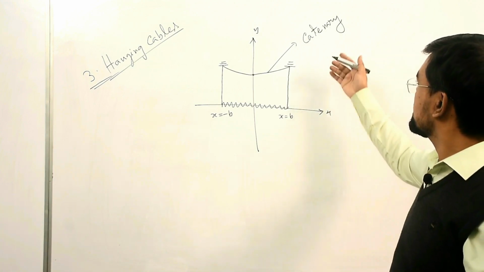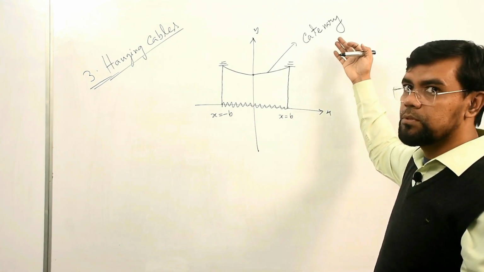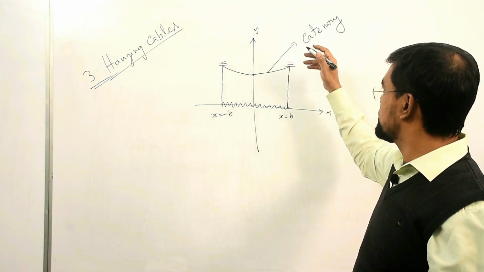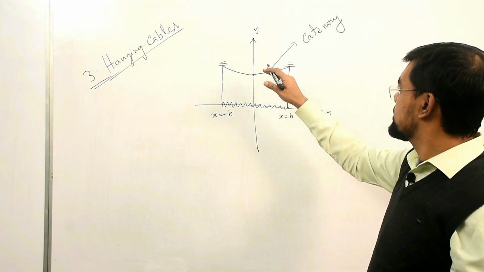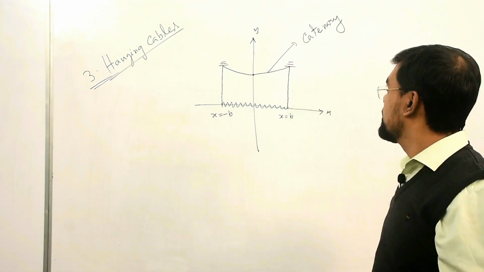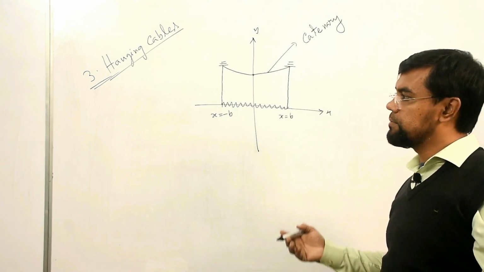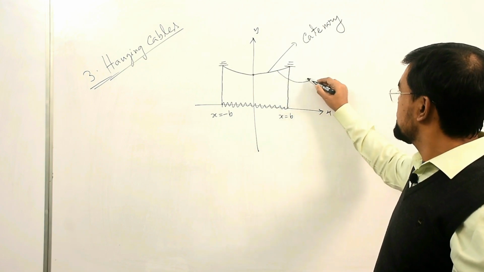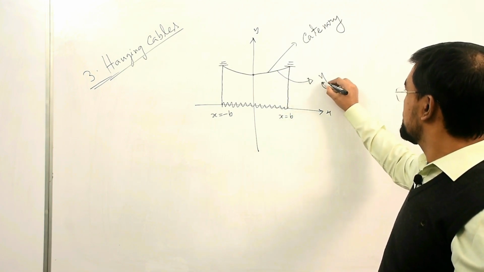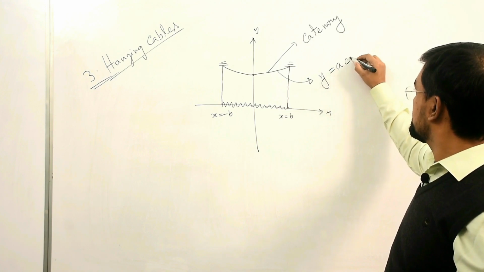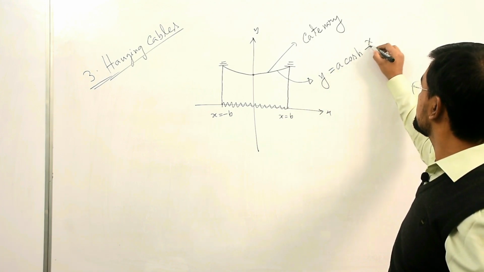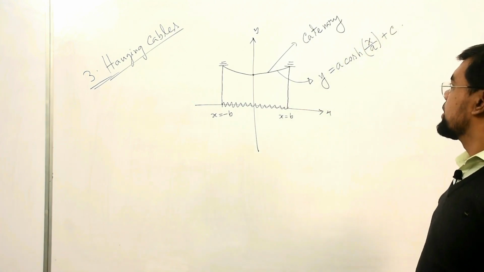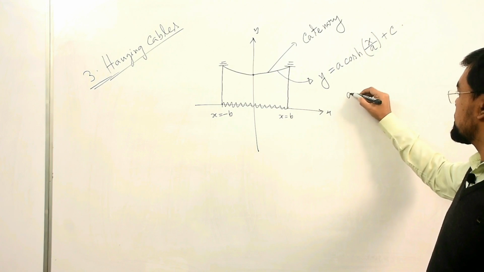And this word comes from the Latin word catena, which means chain. So it looks like a chain. This cable has a standard equation which you can represent with the help of hyperbolic functions, and the equation of this cable is y equals a cosh(x/a) plus c, and here a and c are parameters.